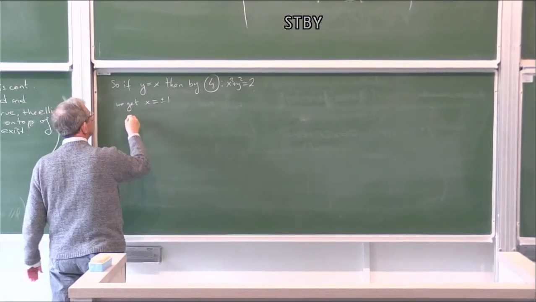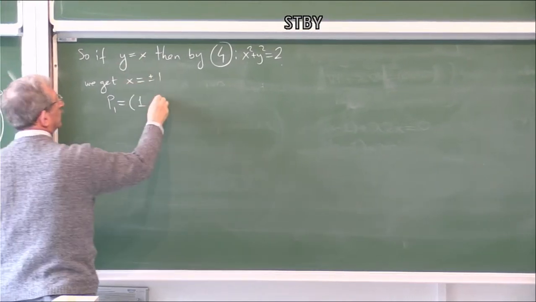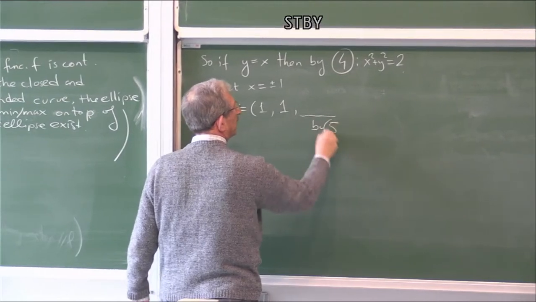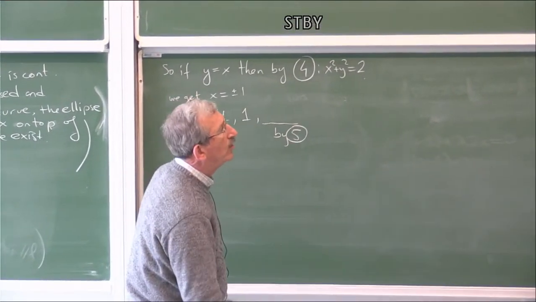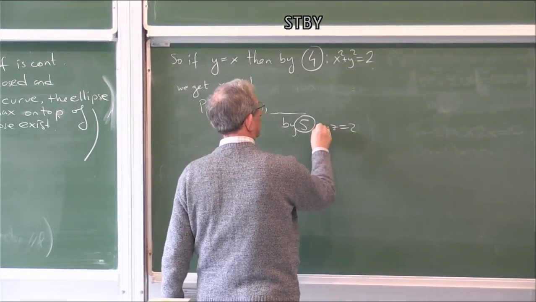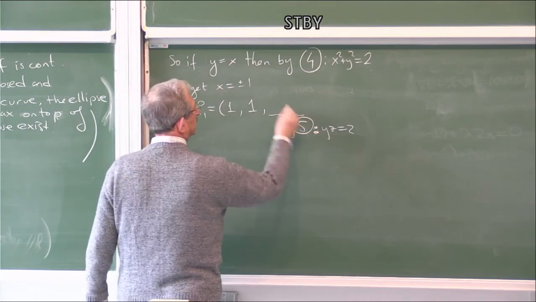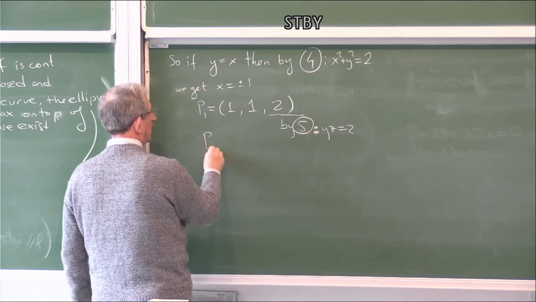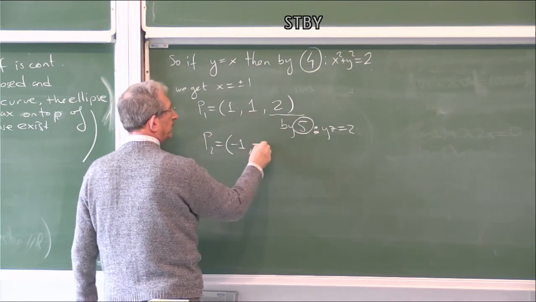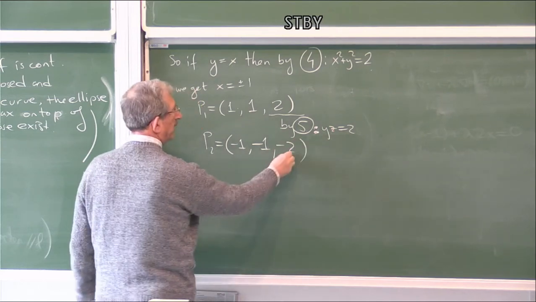And of course, it means that we get a point 1, but y is equal to x, and by 3, or by 5, that means now yz is 2. If y is 1, z must be 2. For P2, if x is minus 1, y is equal to it. And by this equation, that must be minus 2 similarly.